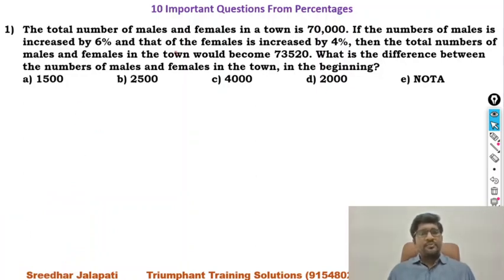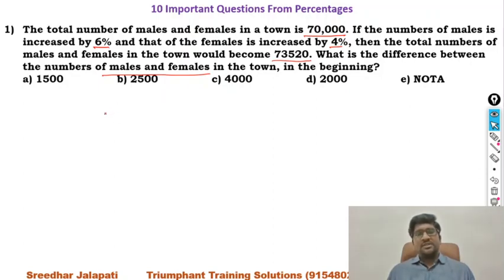Here is the question. The total number of males and females in a town is 70,000. We do not know how many male, female, but total 70,000. If the number of males population increased by 6% and if the number of female population increased by 4%, then the total number of males and females in the town would become 73,520. You're asked to find what is the difference between the males and females population in the town initially. Right? So this question can be answered in two ways.